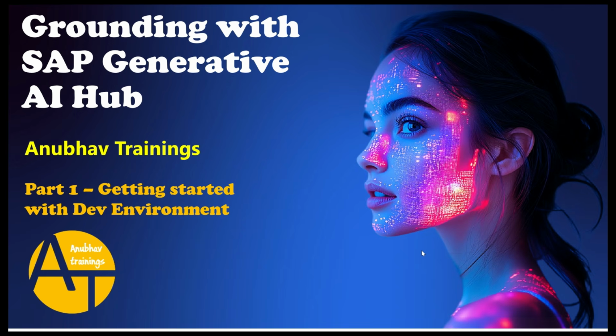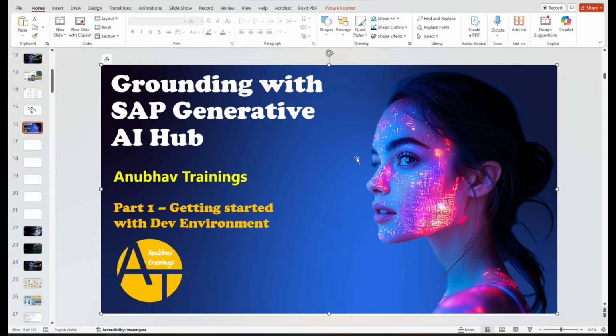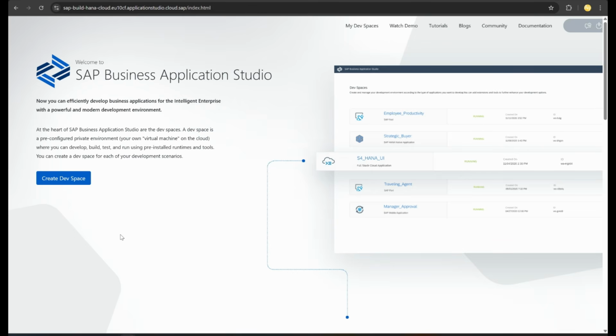So as part of this series, the first video today, we will discuss getting started with our development environment and configure our Business Application Studio development environment for developing our end-to-end grounding based application with Gen AI Hub. So let me switch back to our system and create our dev space with Business Application Studio.